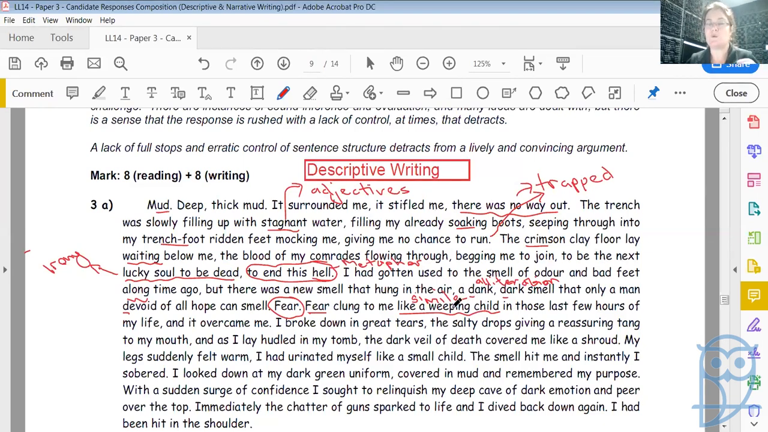So fear clung to me like a weeping child in those last few hours of my life, and it overcame me. I broke down in great tears, the salty drops giving a reassuring tang to my mouth. And as I lay huddled, so in my tomb, once again, another metaphor. This is not a trench. This is a tomb. He knows he's going to die. He knows the situation is impossible, the situation he has found himself in. There is no way out. So he's lying huddled in his tomb. The dark veil of death covered me like a shroud.